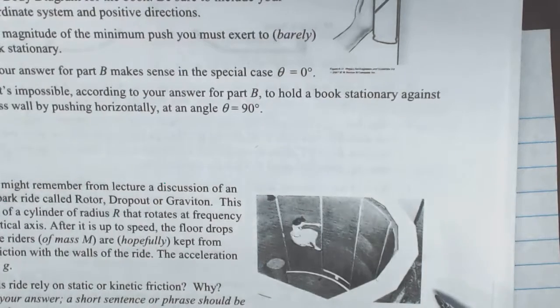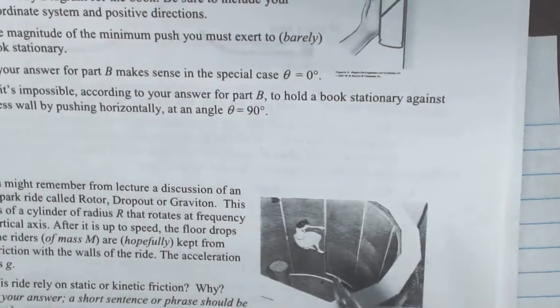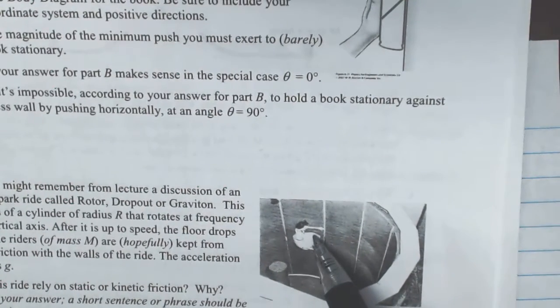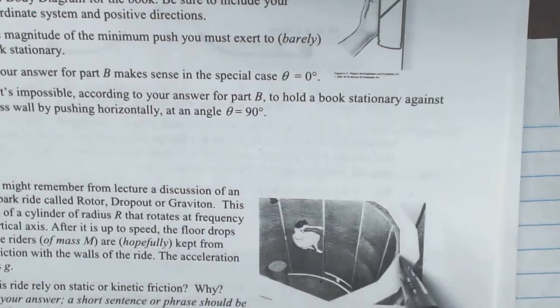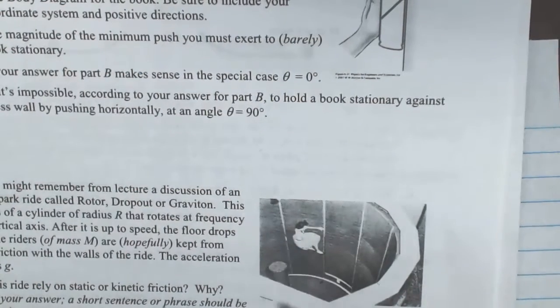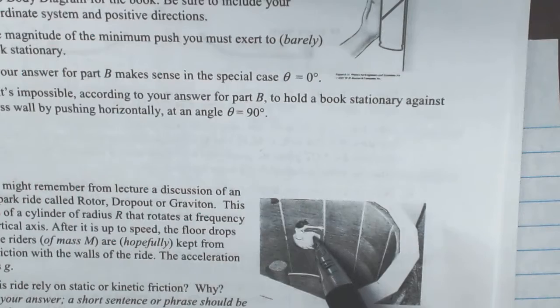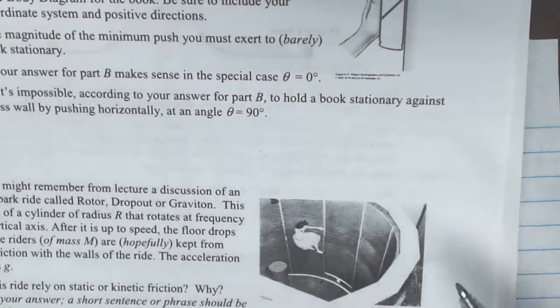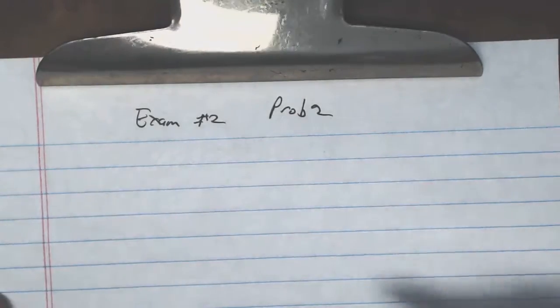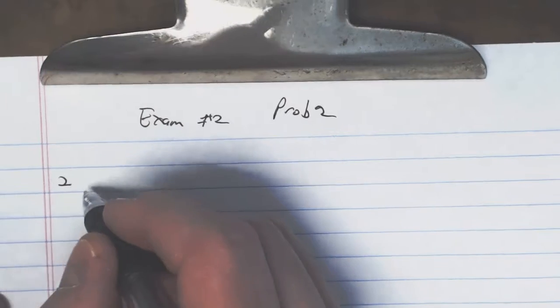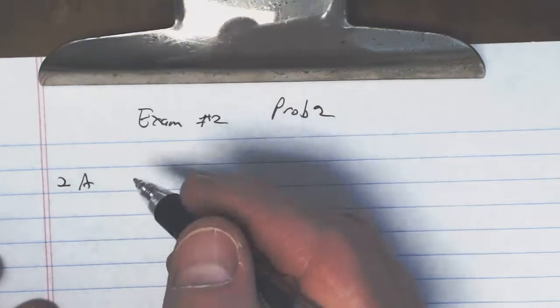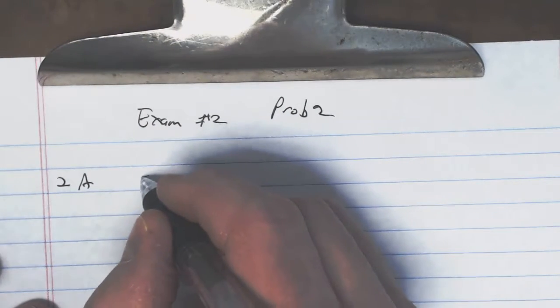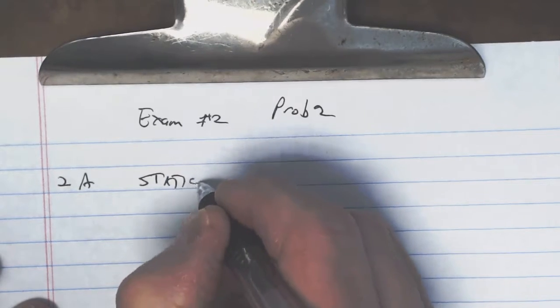I want to give you some warm-up questions, which I was hoping were pretty easy. So you've got a rider who seems to be stuck to the wall as this goes around in a circle about a vertical axis. And the only thing keeping her from falling is the friction force between her and the wall, which points up while gravity points down. Okay, so the first question was, does it rely on static or kinetic friction? And the answer is static friction.